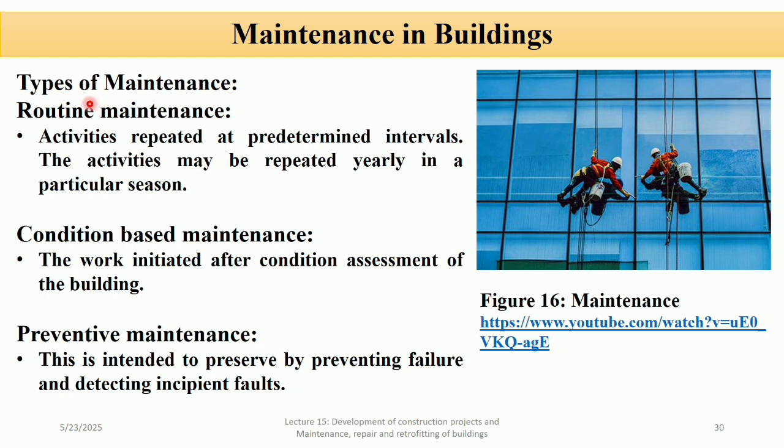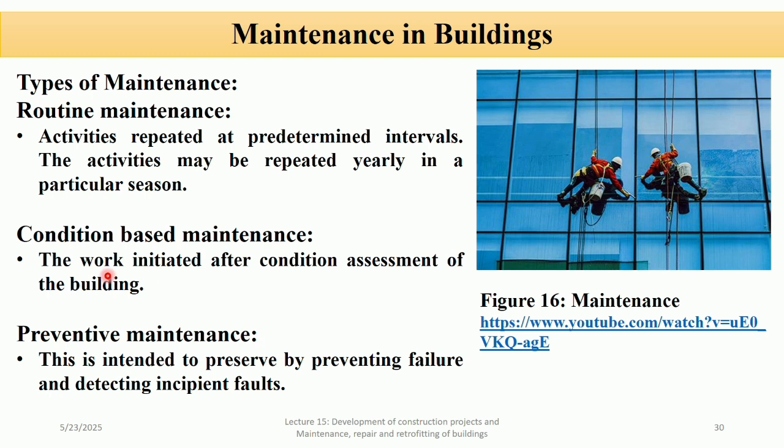Now let's discuss different types of maintenance. The first one is routine maintenance. It is an activity repeated at predetermined intervals. The activities may be repeated yearly in a particular season. The purpose of this maintenance is to keep a system running smoothly and maintain hygiene and aesthetics. For example, painting, seasonal cleaning of gutters, regular servicing of HVAC system.